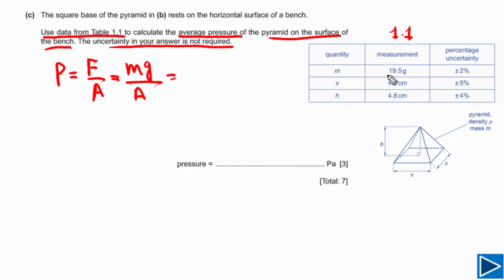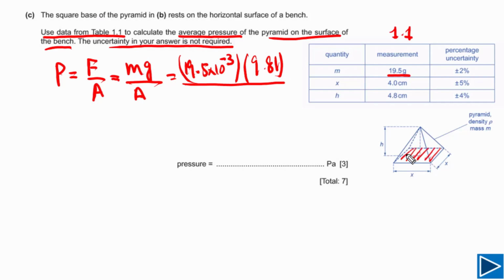Mass of the pyramid is given in this table, that is equal to 19.5 grams. We need to convert into SI units, meaning we need to convert into kilograms. The value of g at AS level you need to use is 9.81. Area in contact, this is the area in contact with the table, and that area is equal to x by x. The value of x is given, that is 4 centimeters. So simply we can write 4 times 10 to the negative 2 multiplied by 4 times 10 to the negative 2.